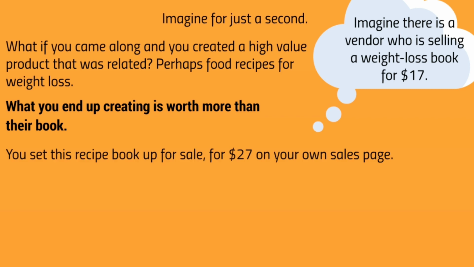In this case, you can set the recipe book up for sale on an actual sales page for $27. Somebody is selling a $17 book or something lower. Basically, you want to make sure that your high value product is either double or a little bit more money than what they are selling. The reason being is that it's going to get the vendor to more likely say yes. Now, it's got to be realistic. If you're offering something of low value and just bumping up the price, that's not going to work anyway.